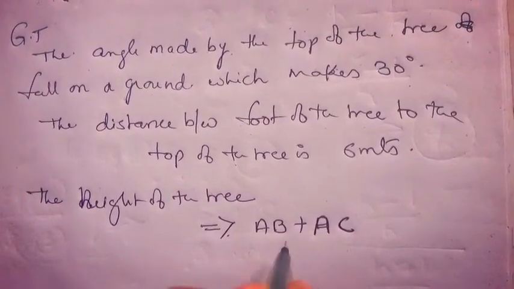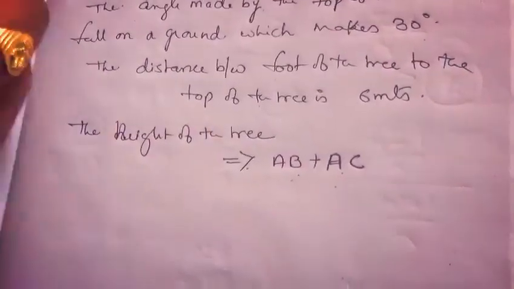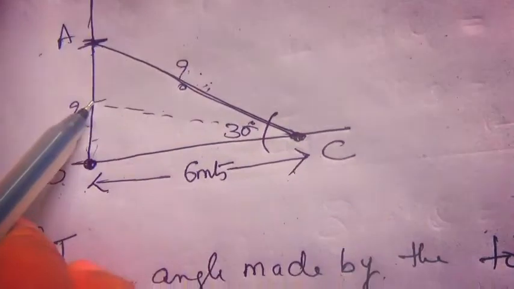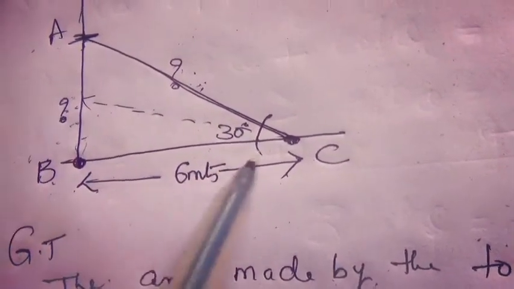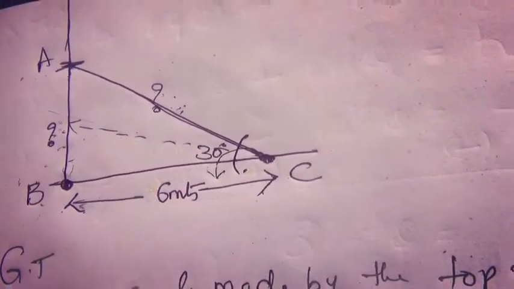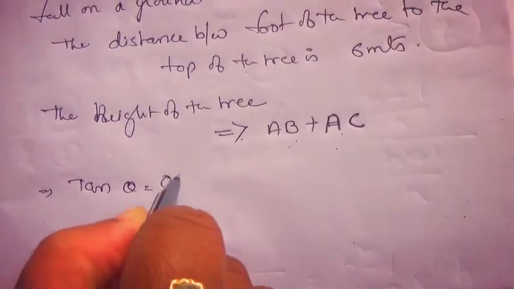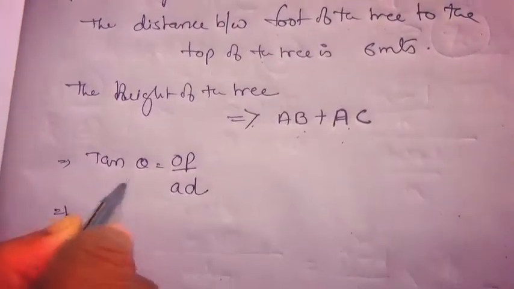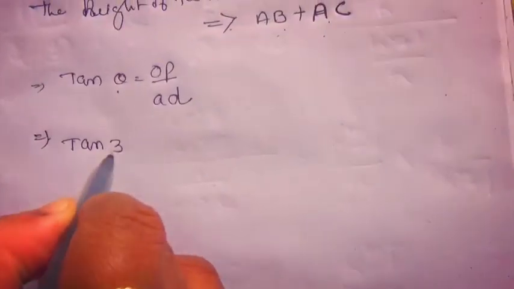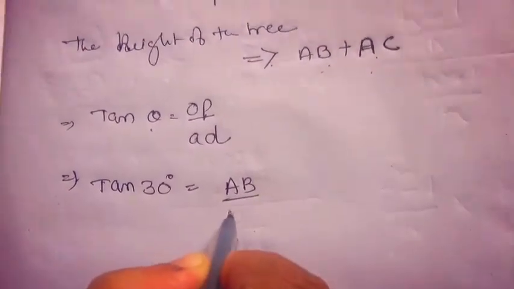We don't know. Okay, this we don't know. We have to find out that. So for that, to find out AB, I am taking, look at here, tan 30 degrees. For 30 degrees, this is the opposite side and this is the adjacent side. So for opposite side and adjacent side, what is the trigonometric ratio? That is tan theta is equal to opposite side by adjacent side. So what is theta? What is the angle it makes? 30 degrees, right? So tan 30 degrees is equal to, what is the opposite side? AB by adjacent side BC.